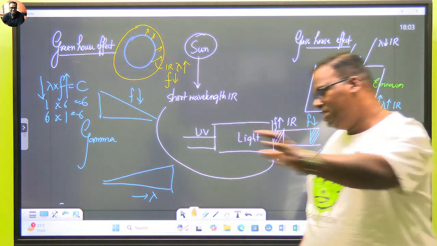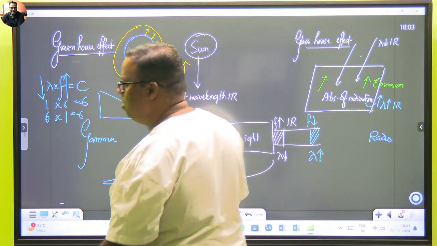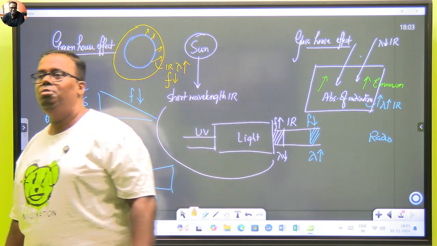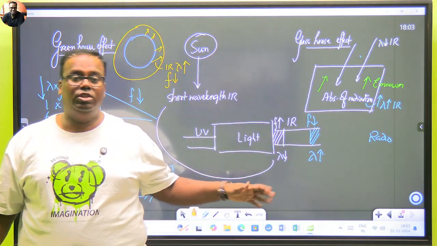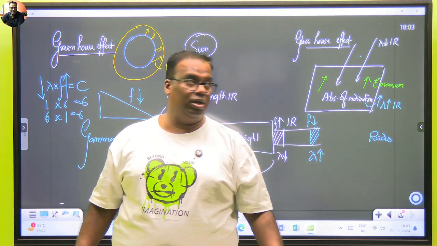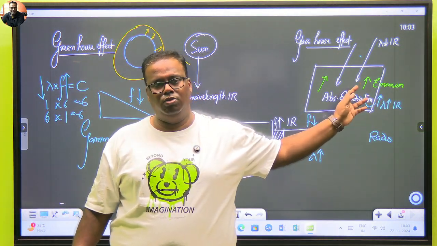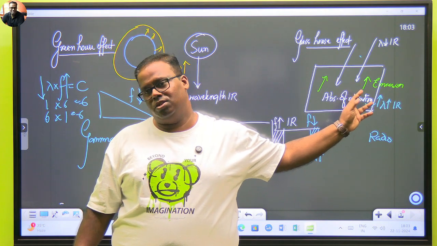But objects inside a glass body, when they become hot, are also emitting IR, but that IR is of large wavelength. Their frequency is less. So they cannot penetrate that particular block. As a result, we achieve the heat that we want for growing flora in a glass house.